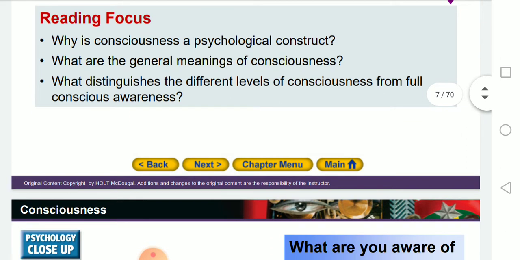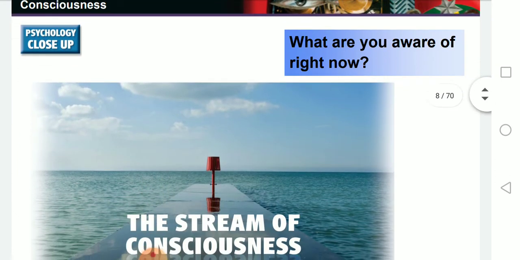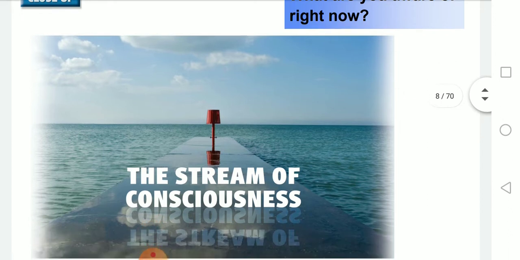We have some reading focus. We have to focus on those points. Why is consciousness a psychological construct? What are the general meanings of consciousness? What distinguishes the different levels of consciousness from full conscious awareness that we are going to talk about now? What are you aware of right now? What are you aware of when you see this stream of consciousness?